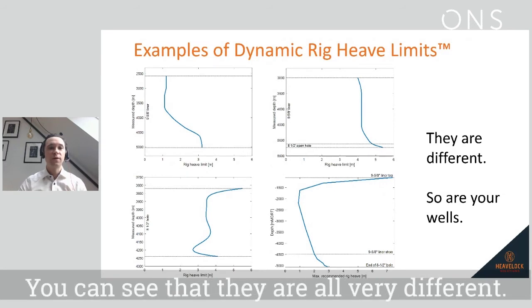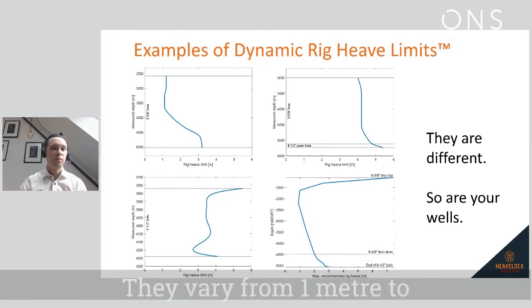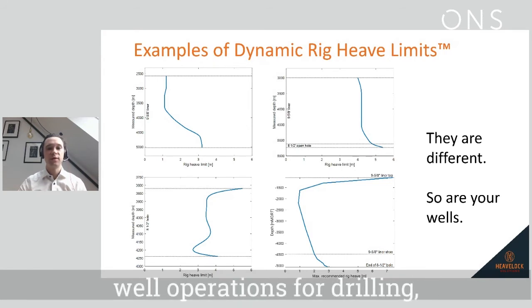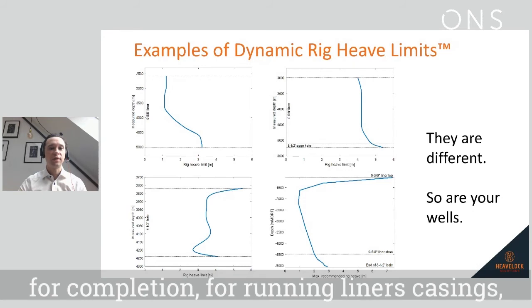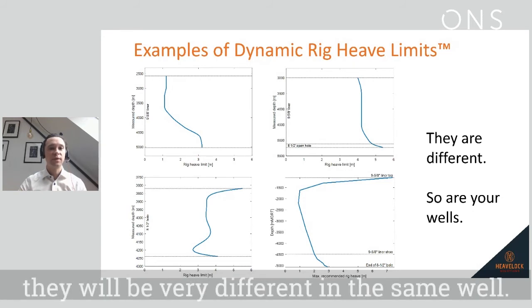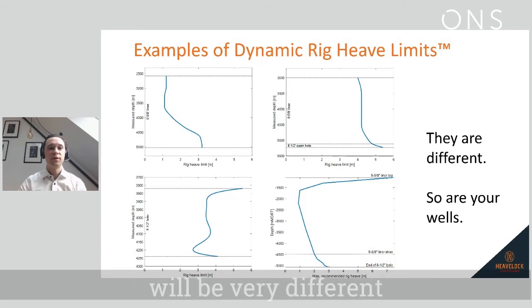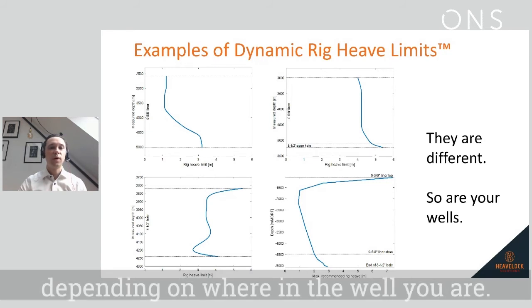You can see that they're all very different. They vary from maybe 1 meter to around 6-7 meters. And they vary for the different well operations, for drilling, for completion, for running liners and casings. They will be very different in the same well. And also the rig heave limit will be very different depending on where in the well you are.